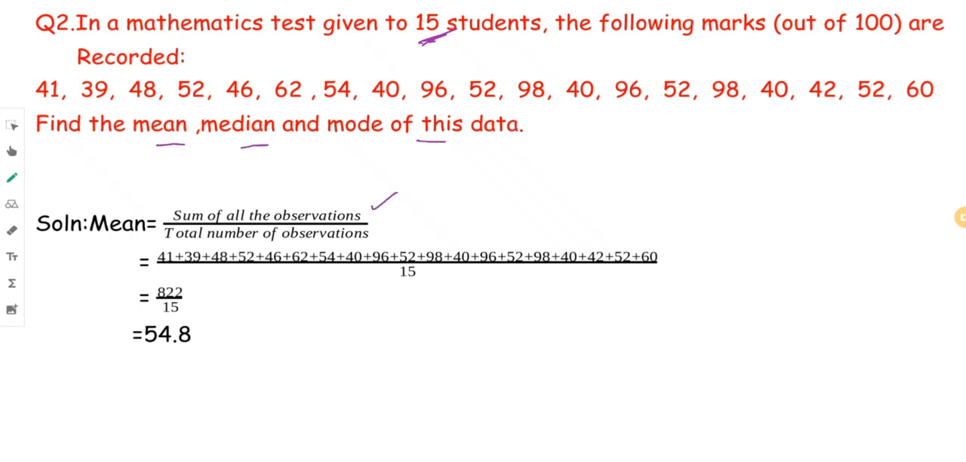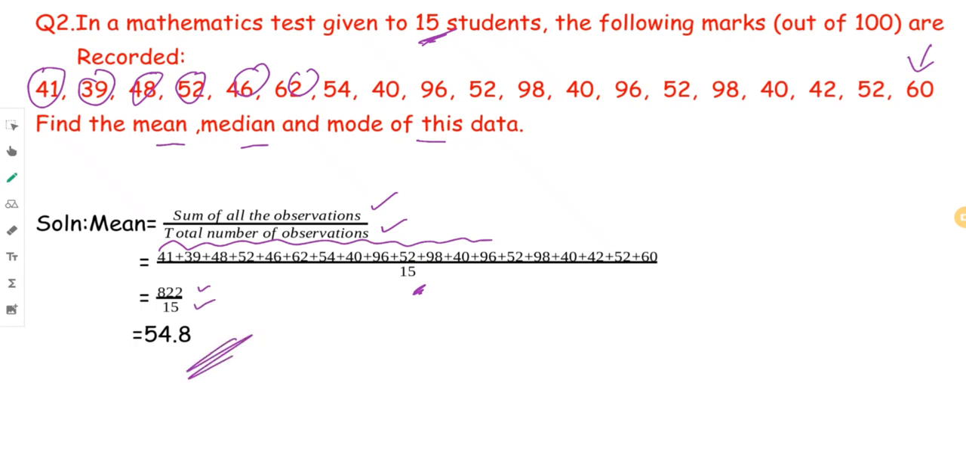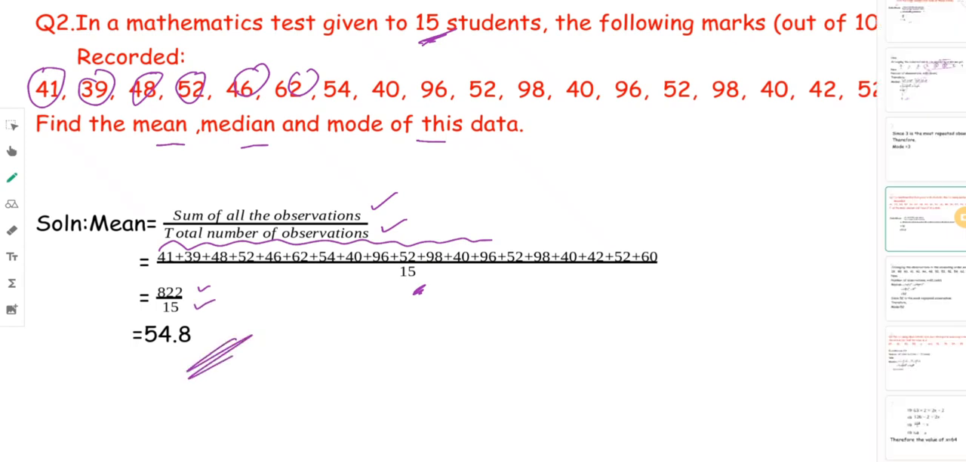Formula: sum of all observations divided by total number of observations. So I'm adding all the observations here. All right, and then total number of observations is 15, right? If you start counting, 1 2 3 4 5 6, like that, we have it till 15. So you add all the observations, you'll get 822 divided by 15, and once you divide, you'll get 54.8.